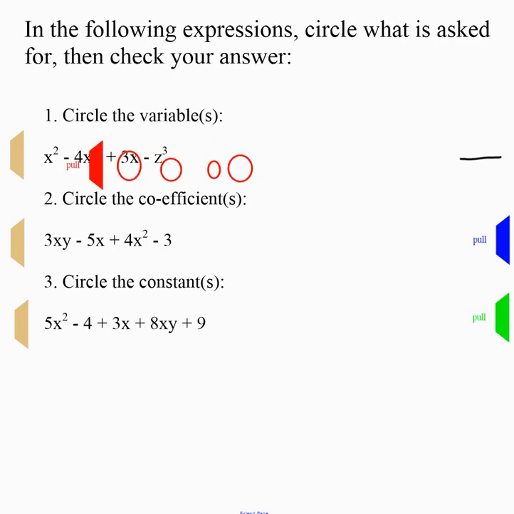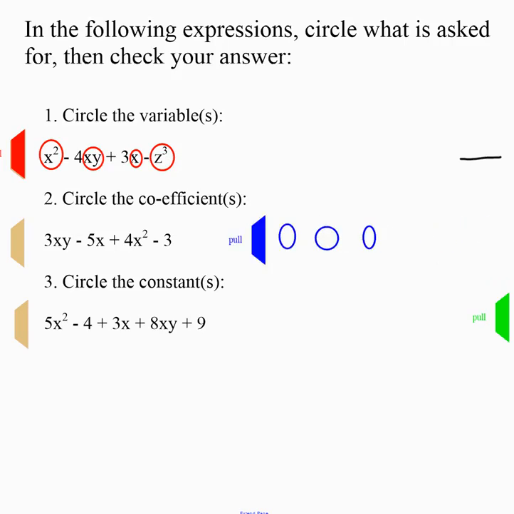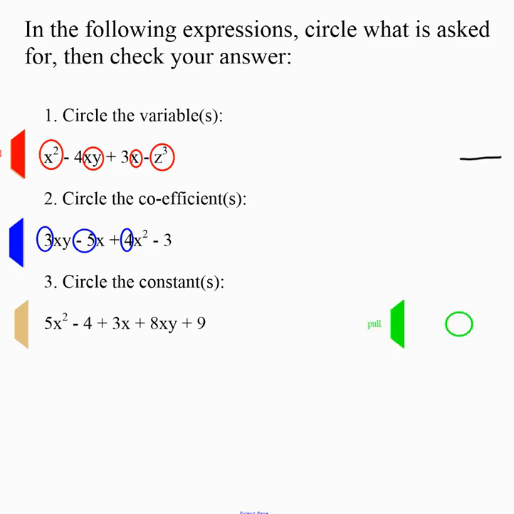So here, the variables are x squared, xy, x, and z cubed. The coefficients are 3, -5, and 4. And the constants are -4 and 9. So double check that you got the signs correct. Here, for example, if you circled the +4, that's okay. +4 and 4 are the same thing.